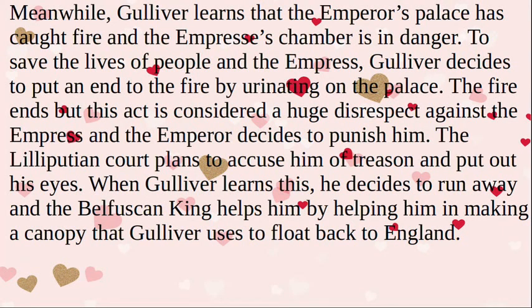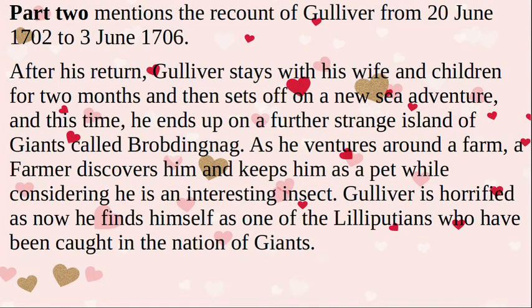When Gulliver learns this, he decides to run away, and the Belfuscan king helps him by helping him in making a canopy that Gulliver uses to float back to England. Part 2 mentions the recount of Gulliver from 20 June 1702 to 3 June 1706.